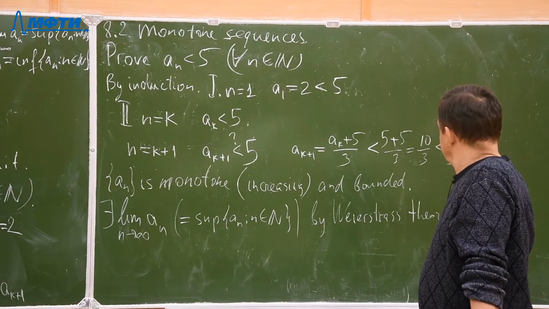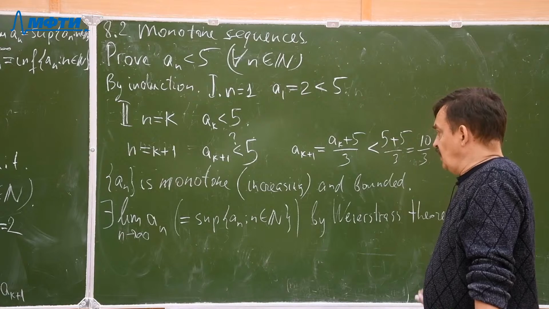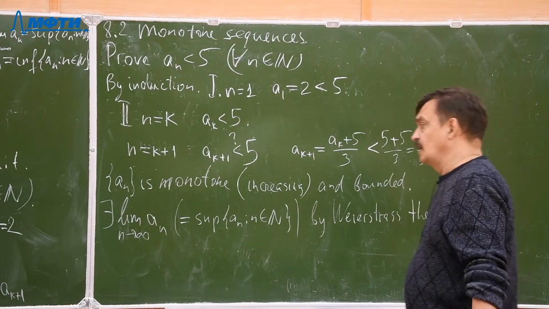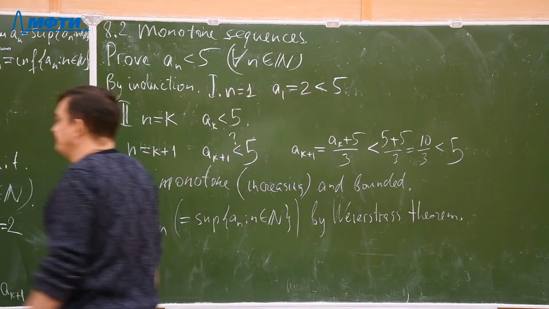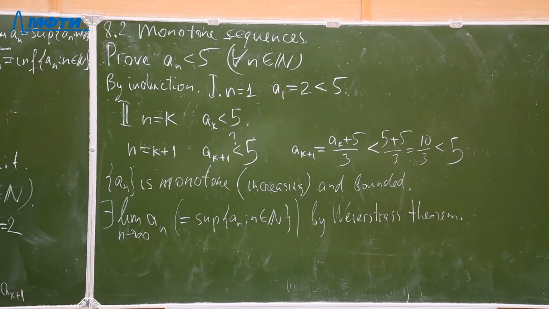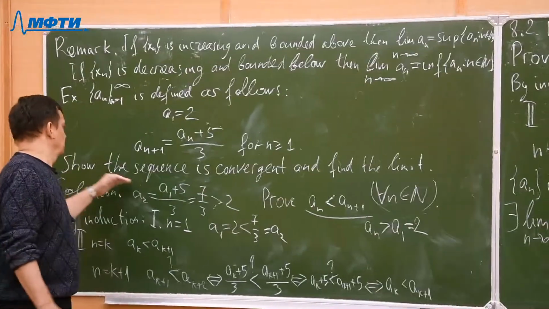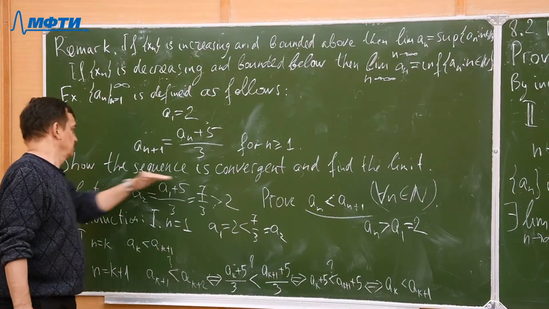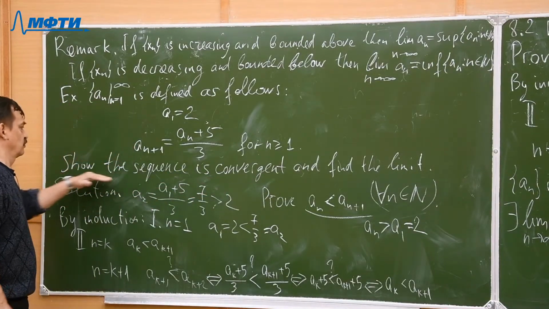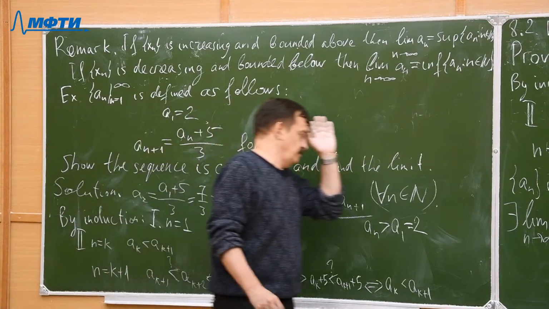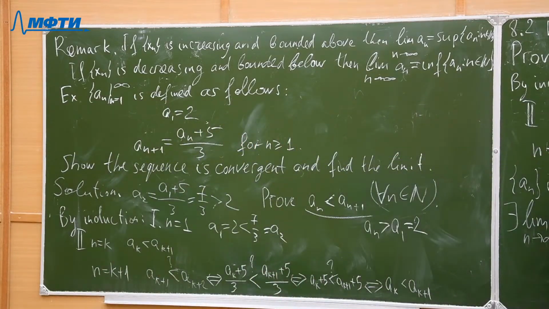So, look, what we need now. We checked the first part of our example, namely, we have done this. Show the sequence is convergent. It's okay. Now we need to find the limit.